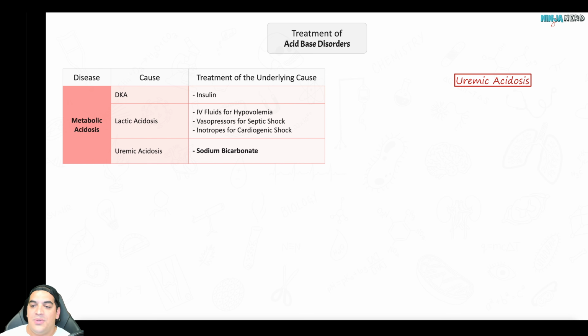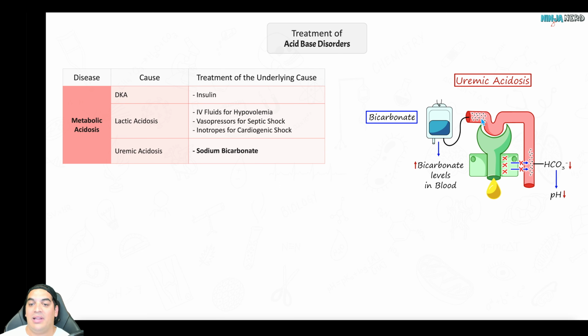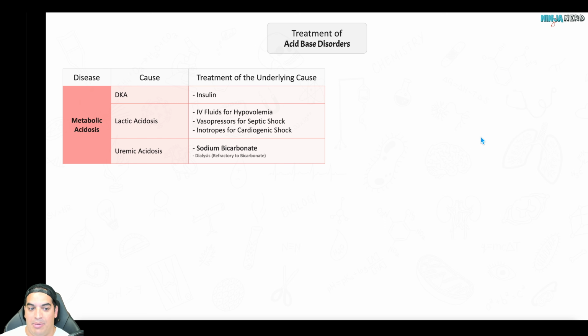Now, the next one's uremic acidosis. This one you have to treat the underlying disease, but this is the only time where sodium bicarb really is kind of like the primary treatment here. In uremic acidosis, the problem is that they're having difficulty retaining bicarb. And so because of that, their pH is dropping. And so what you do is you give them bicarbonate. And by giving them bicarbonate, you're replenishing the bicarbonate levels in their blood. And this is going to bring their pH up.